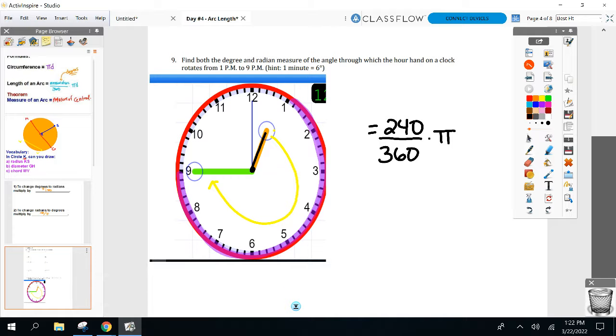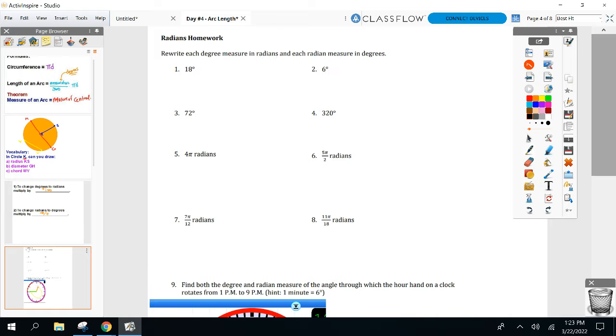Anything else on last night's homework? Changing radians to degrees, degrees to radians. Because I'm going to have you do it again today, just in a different way. All good? Okay, I saw most of you do this yesterday, so I don't need to waste time and walk around. So why don't we just get right to today's stuff?